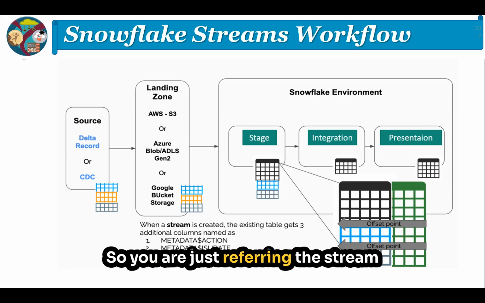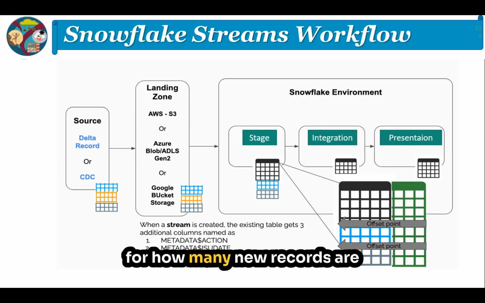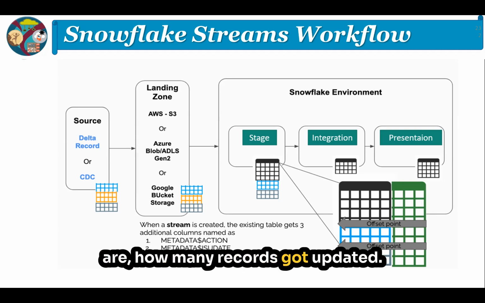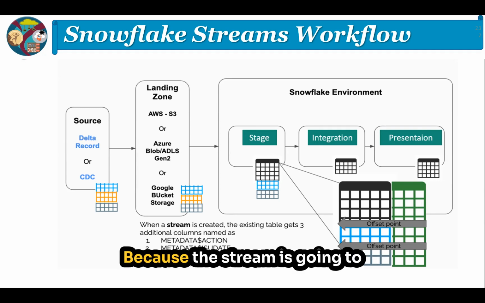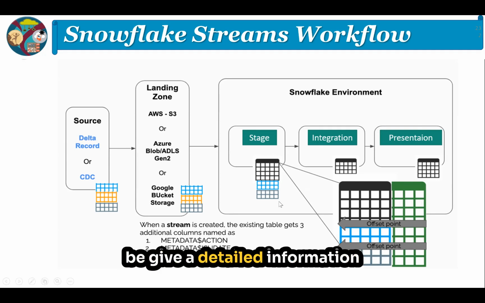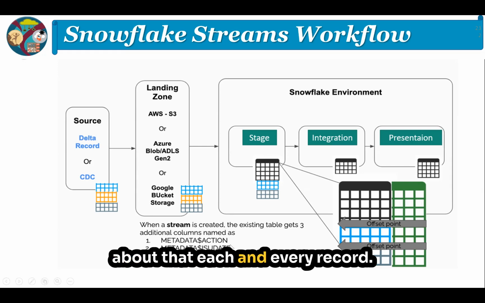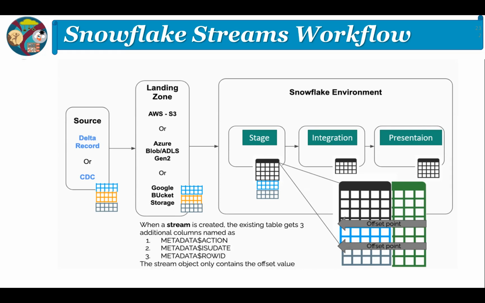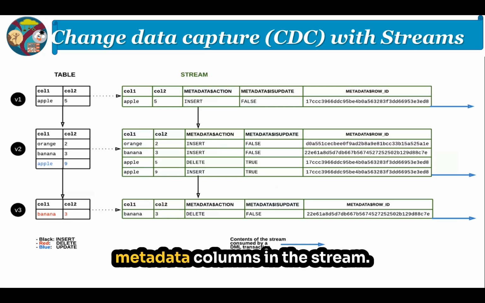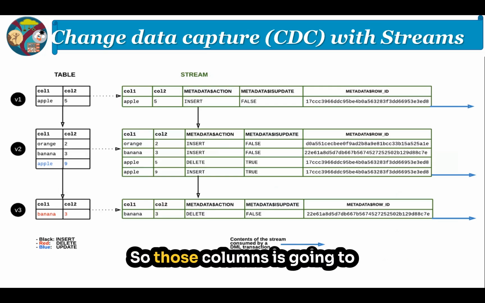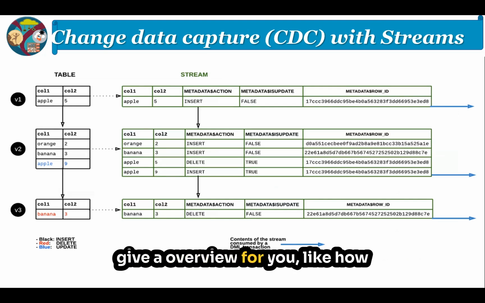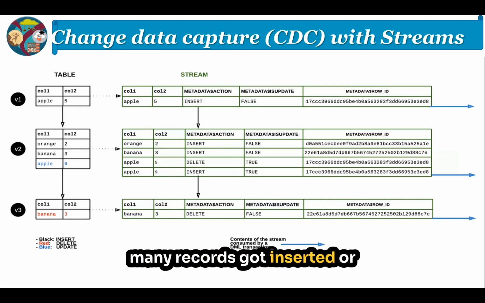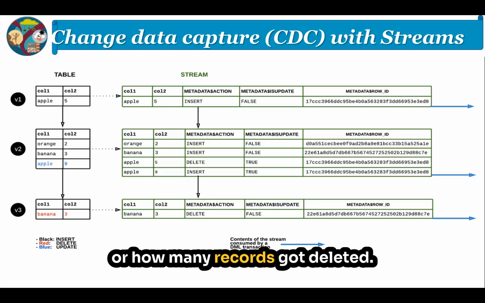So you are just referring to the stream for how many new records are inserted and how many records got updated, because the stream is going to give detailed information about each and every record. As I mentioned, it will populate 3 additional metadata columns in the stream. Those columns are going to give you an overview of how many records got inserted, how many records got updated, or how many records got deleted.